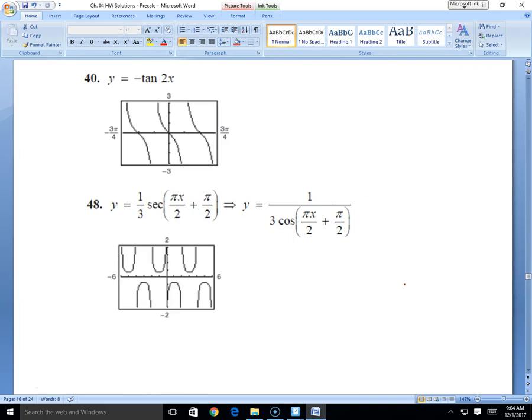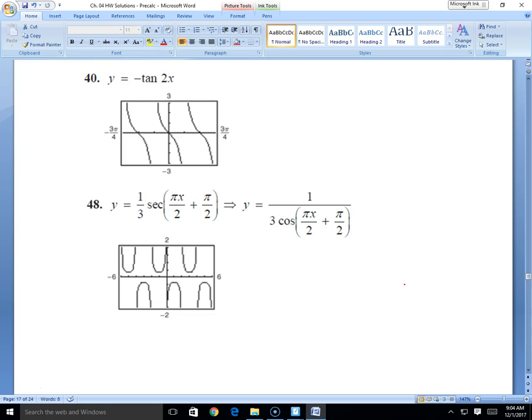Oh my goodness, you were allowed to use a calculator on 40 and 48? Yes, ma'am. Am I happy? 40 would have been easy. There's a tangent button. But 48 was hard. How would you have used your calculator for number 48? Divide by 1 over. Because for secant, there's no button for secant. But secant is 1 over cosine. We put it all in.